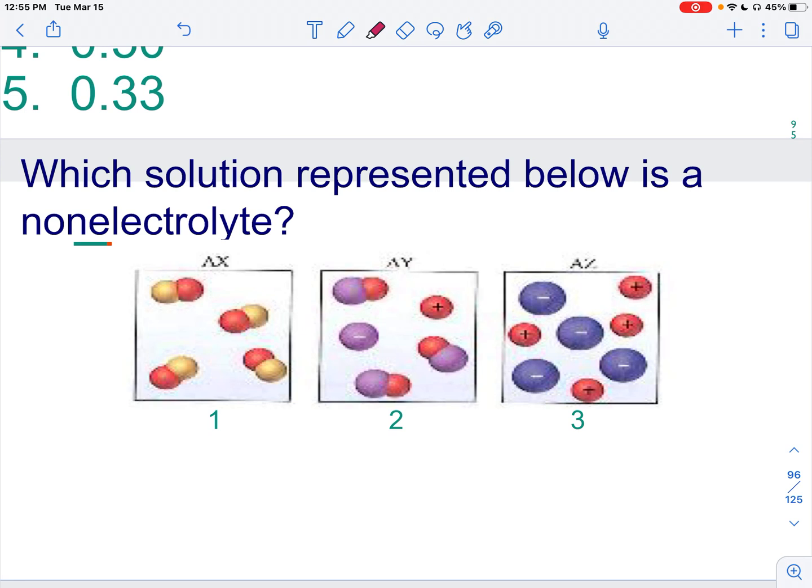This question, with these pictures, asks which one of these is a non-electrolyte? Non-electrolyte, remember, means it does not conduct electricity. Anything with ions is going to conduct electricity because that's movement of charge. So our answer here is going to be number 1, because if you look, we have ions in this one, and we have a bunch of ions in this one. So the only one without ions, with no pluses and minuses, is number 1.